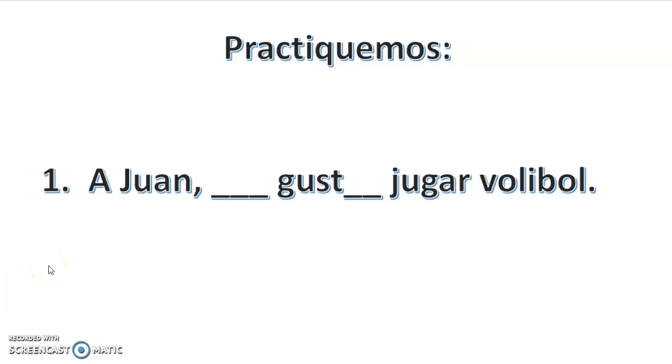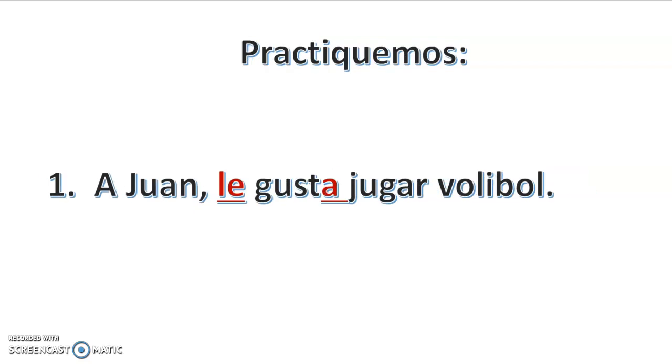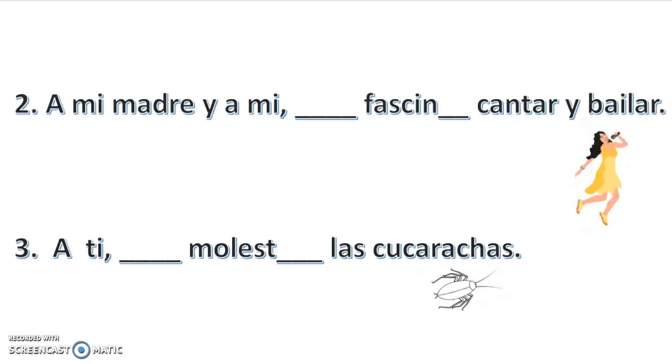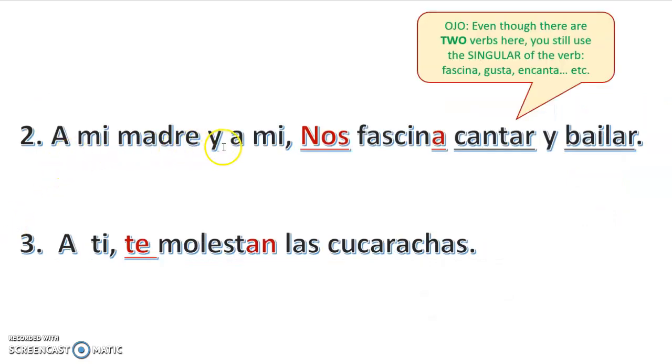Practiquemos. Now you try. You can pause the presentation, and I'll give you the answers on the next slide. A Juan le gusta jugar voleibol. A mi madre y a mí nos fascina cantar y bailar. 2 things, because it's my mom and me, it becomes we or us. Us, it fascinates. Even though there's 2 verbs, you have to use the singular.